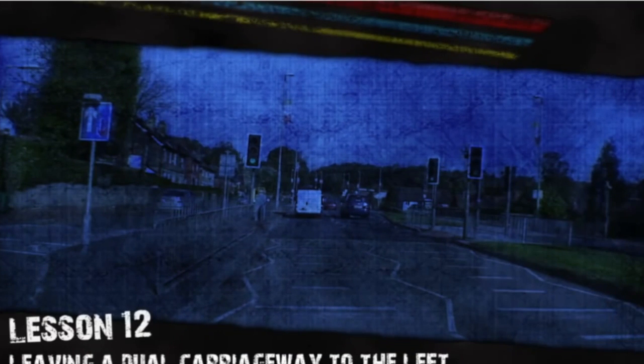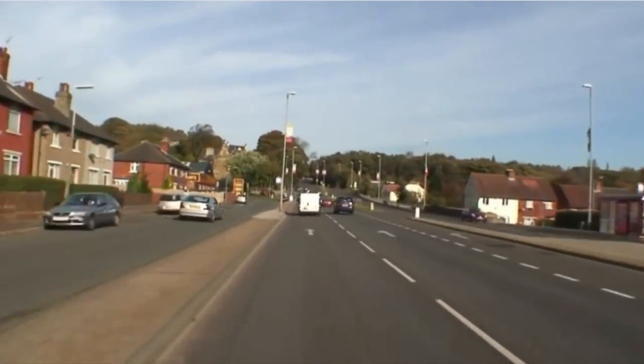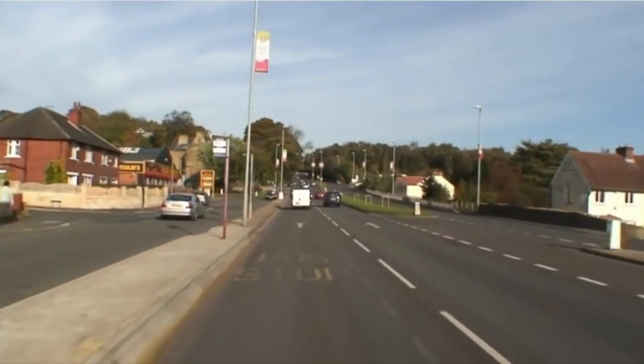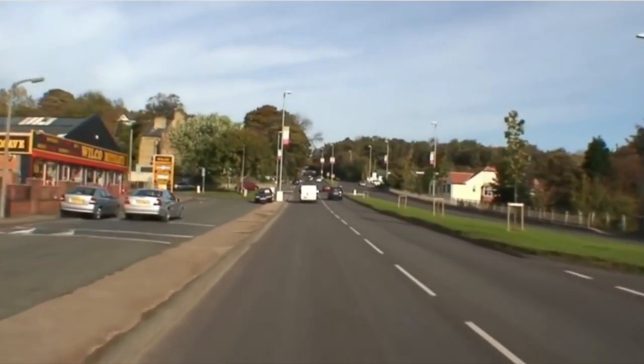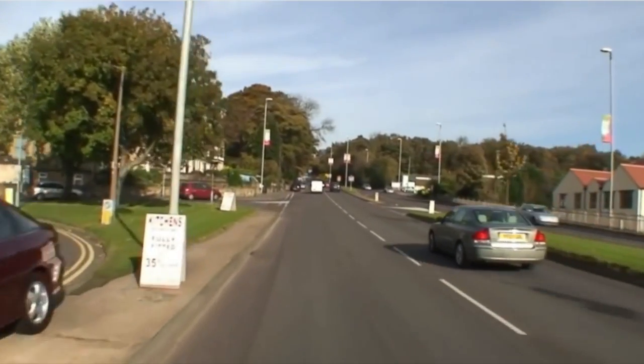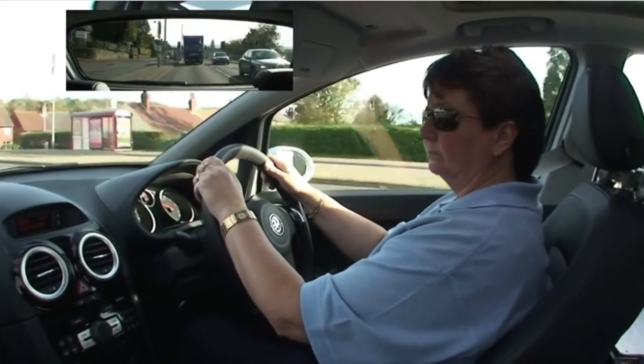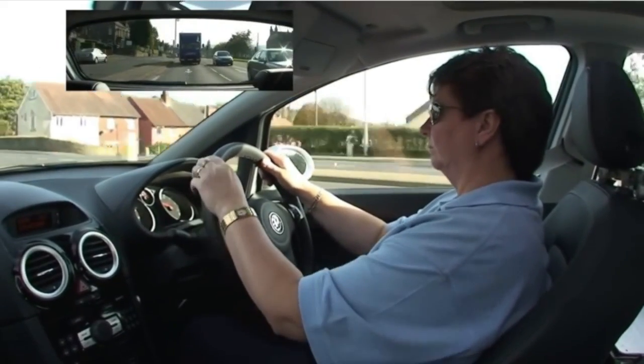Leaving a dual carriageway to the left. Leaving a dual carriageway to the left at a normal junction is just the same as leaving a single carriageway road, but can be more dangerous as you'll be slowing down on the main carriageway with faster moving traffic approaching you from behind. Start your routine early so you know what traffic is behind and to the sides of you.